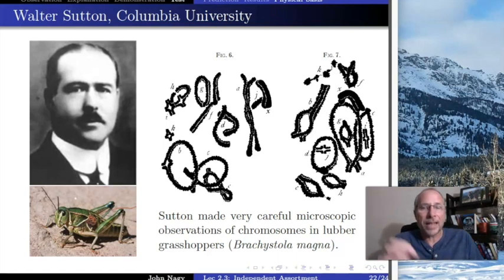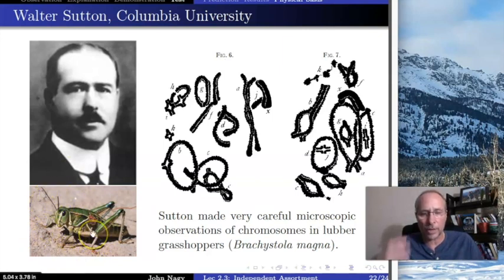Now, at about that same time that Mendel was rediscovered, this individual, a guy by the name of Walter Sutton, working at Columbia University, made another discovery, which was absolutely critical in nailing down the reality of Mendel's results. And he was studying, oddly enough, this grasshopper. He wasn't studying people. He wasn't a medical doctor or anything like that.